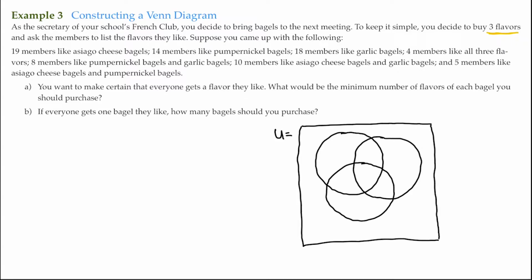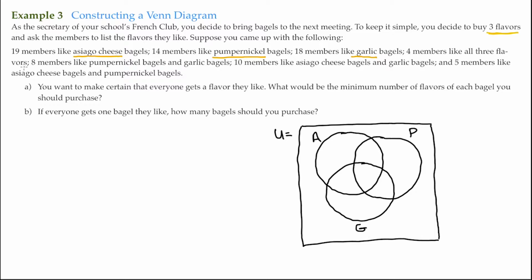Now, as I continue reading this, it says, suppose you came up with the following. So it says 19 members like Asiago cheese, which is this one right here. 14 members like pumpernickel. 18 members like garlic. So those are my 3 flavors. So those are going to be my 3 subsets. So maybe I'll label this one here as the Asiago cheese. This one will be the pumpernickel, and this one will be the garlic.